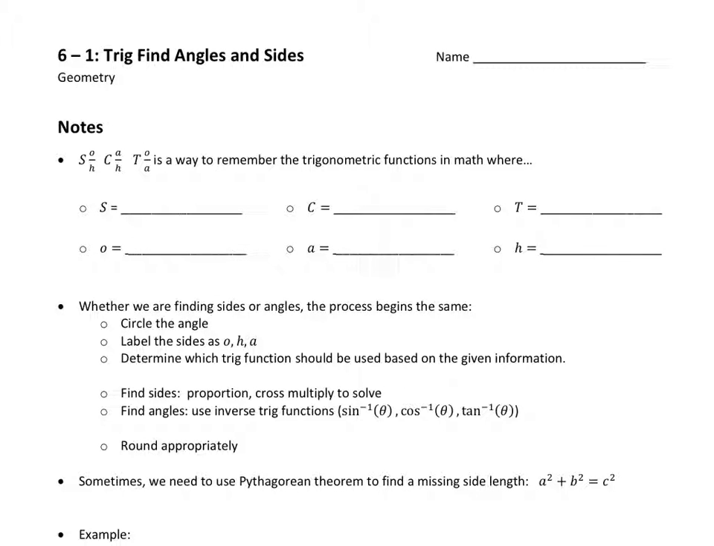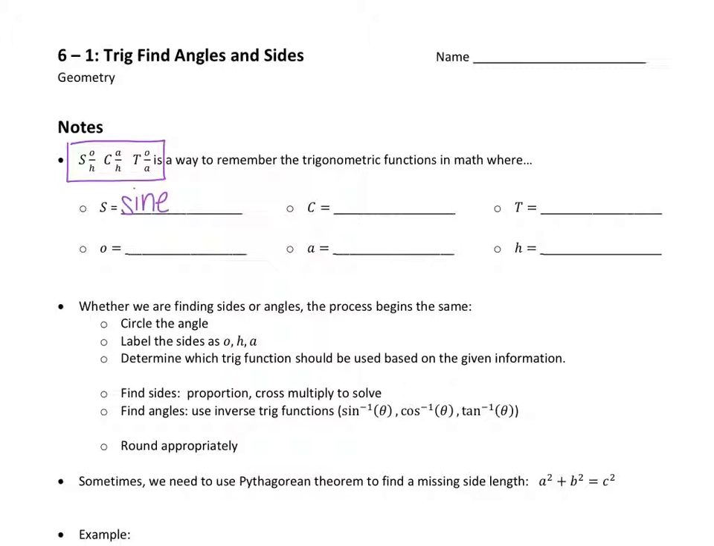This video will talk about finding angles and sides using trig. So our first note here is that we're going to use this acronym called Sohcahtoa, S-O-H-C-A-H-T-O-A, Sohcahtoa, where S stands for sine.